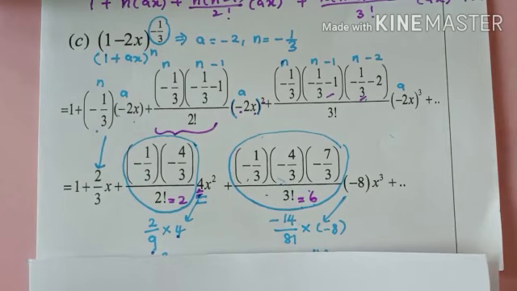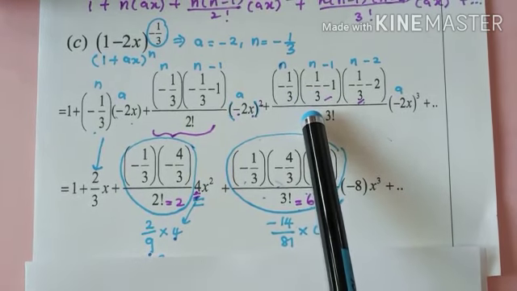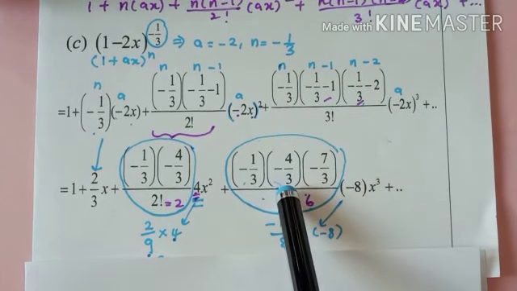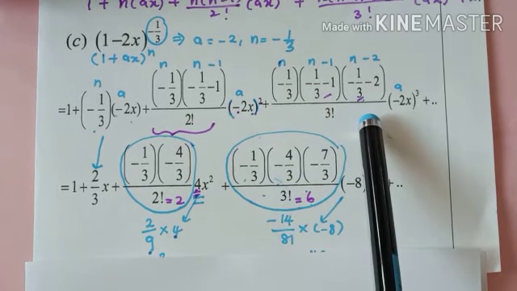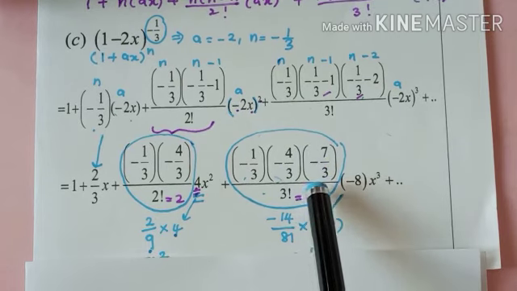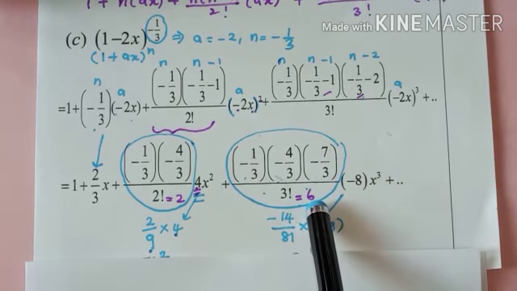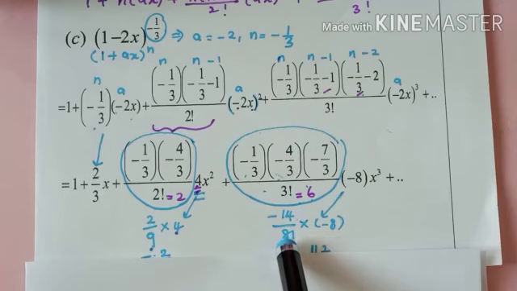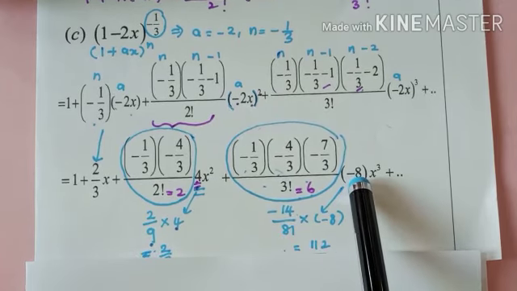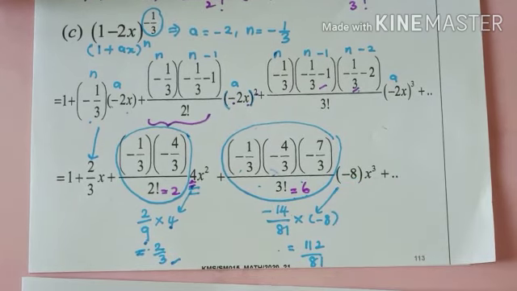The next term here, we also have to simplify each bracket. Negative 1 over 3 minus 1, you get negative 4 over 3. Negative 1 over 3 minus 2, then you get negative 7 over 3. You multiply these three brackets, insert into your calculator. After that, divide by 6, and you will get negative 14 over 81. After that, you multiply with negative 8 here. Then when you simplify, you get 112 over 81.